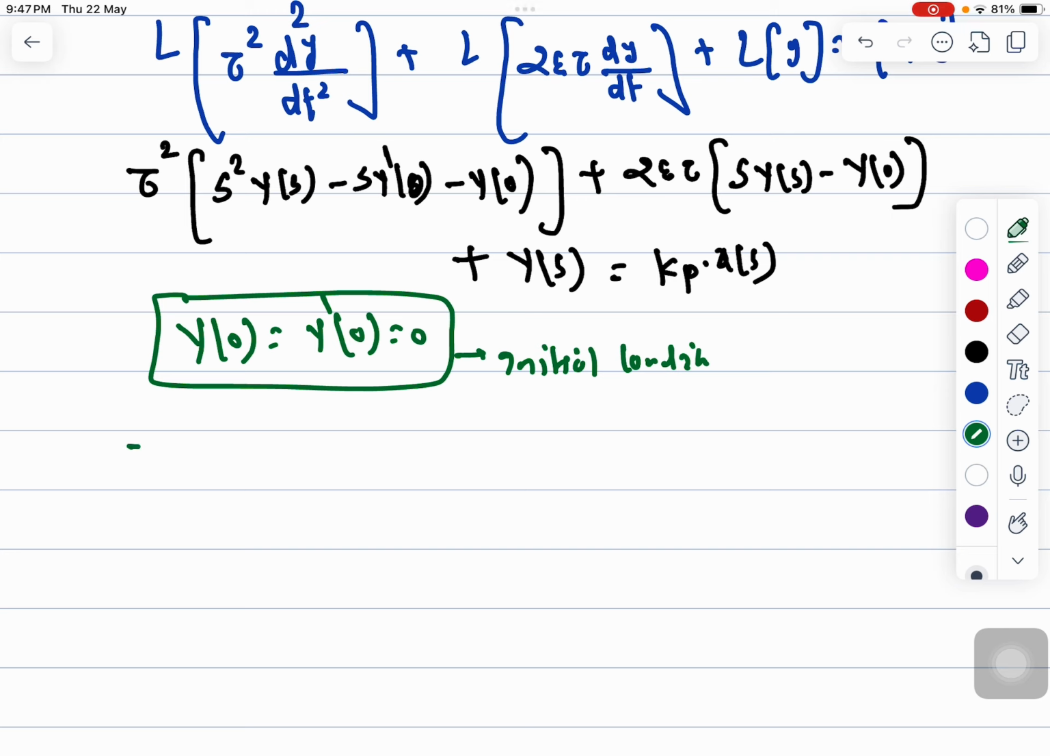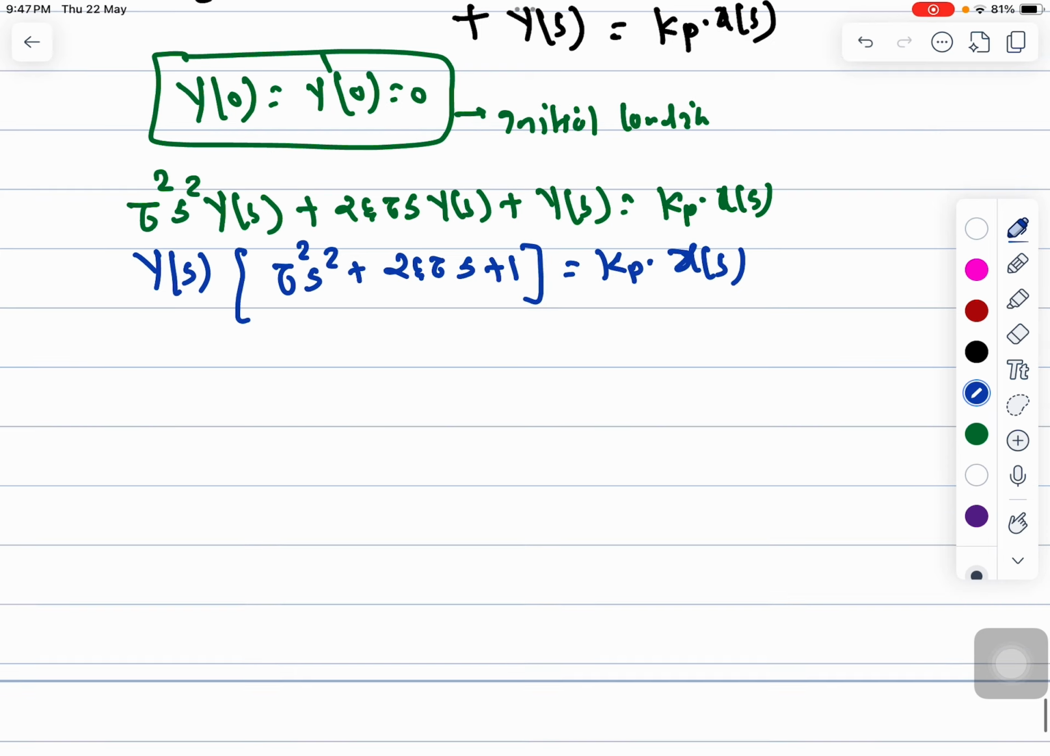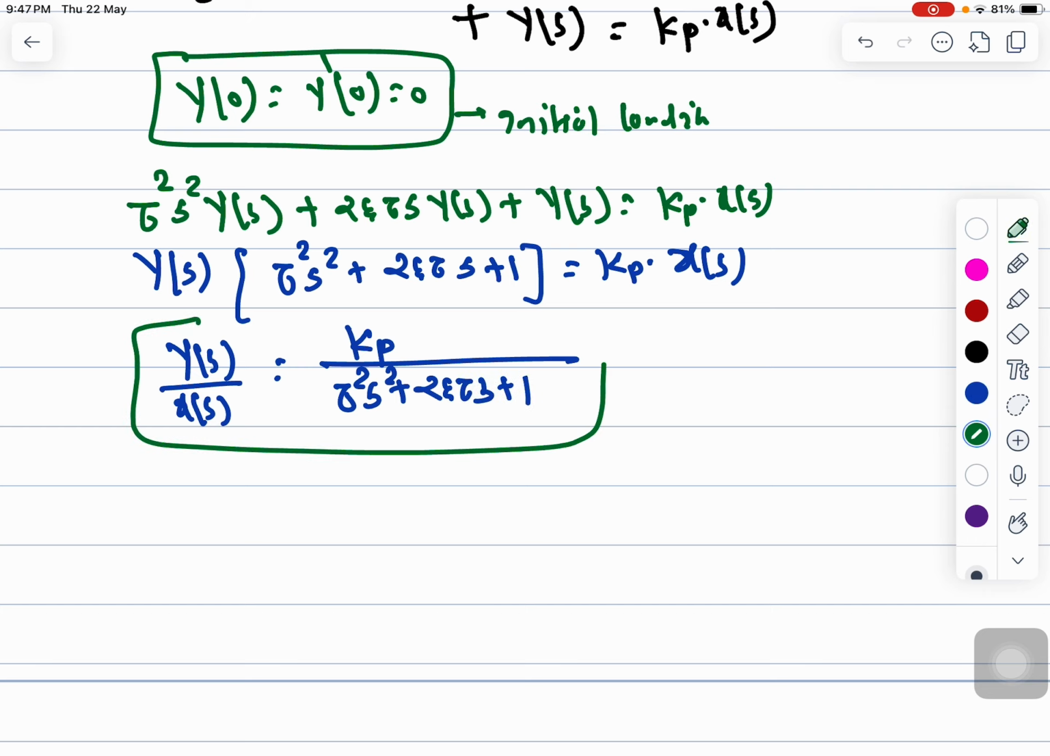So you can write tau square s square Y(s) plus 2 zeta tau s Y(s) plus Y(s), that is equal to kp into X(s). If I take Y(s) common, it can be written as tau square s square plus 2 zeta tau s plus 1 times Y(s), equal to kp into X(s). So Y(s) divided by X(s), that is the Laplace domain output divided by input, can be written as kp divided by tau square s square plus 2 zeta tau s plus 1. So this is how the second order transfer function looks.